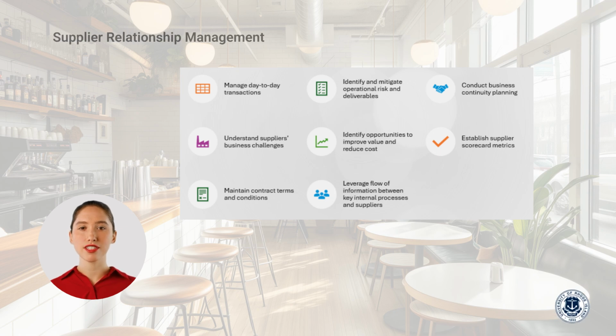Supplier Relationship Management, or SRM, focuses on day-to-day coordination, risk mitigation, and performance monitoring. It includes continuity planning, understanding supplier challenges, exploring opportunities for joint value creation, maintaining scorecards, and ensuring alignment with contract terms. Strong SRM practices transform suppliers into partners.